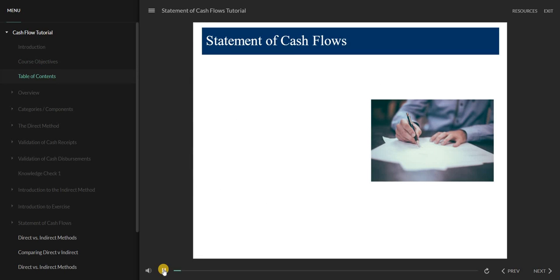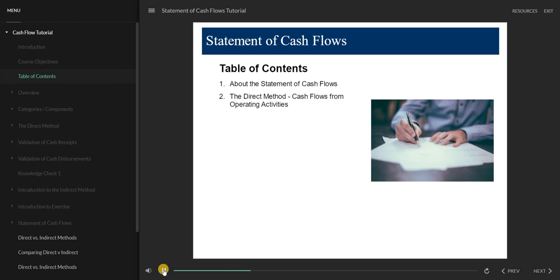In order to accomplish our course objectives, this tutorial will take you through the following contents: an overview about the statement of cash flows. We'll start with the direct method of preparing statement of cash flows, specifically reviewing cash flows from operating activities, after which we will complete a quick knowledge check on the materials presented to that point. This will be followed by reviewing the preparation of cash flows from operating activities using the indirect method, and a quick interactive review exercise to test your comprehension.